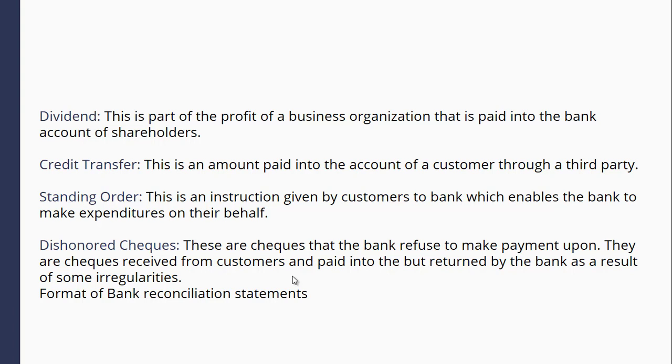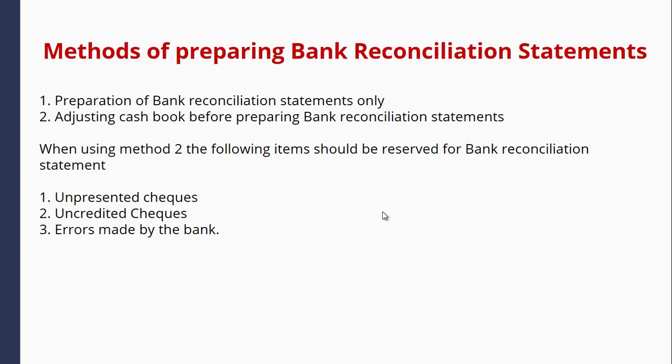We could also have errors and omission. Nobody is above error. Bank could make errors, customers could make errors. Error could come from any of the parties. So these are the reasons why we have discrepancy between the cash book balance and bank statements. So the reason why we prepare bank reconciliation statements is because of these discrepancies. So if there are no differences between cash book balance and bank statement, there will be no need to prepare bank reconciliation statement.